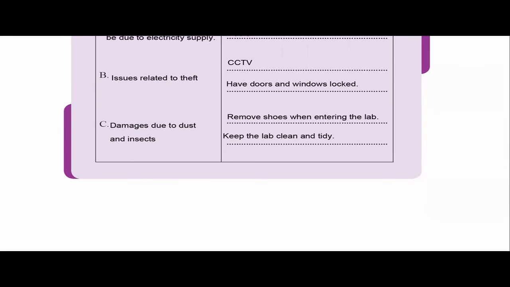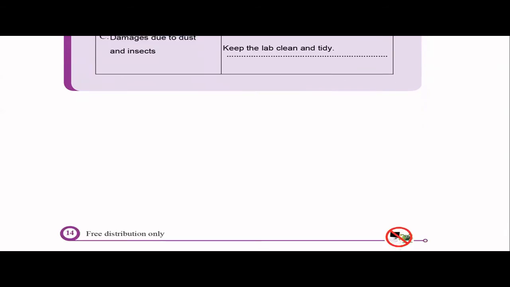And for the C, I have written about damages due to dust and insects. So you have to avoid these things, right? Especially insects come because sometimes you are taking food and drinks into the labs, and it is also better to keep your lab clean and tidy. And dust you can avoid by removing shoes, right? Always when you're entering the lab. So always clean your lab. Okay, so those things can be done to avoid these kinds of security issues.